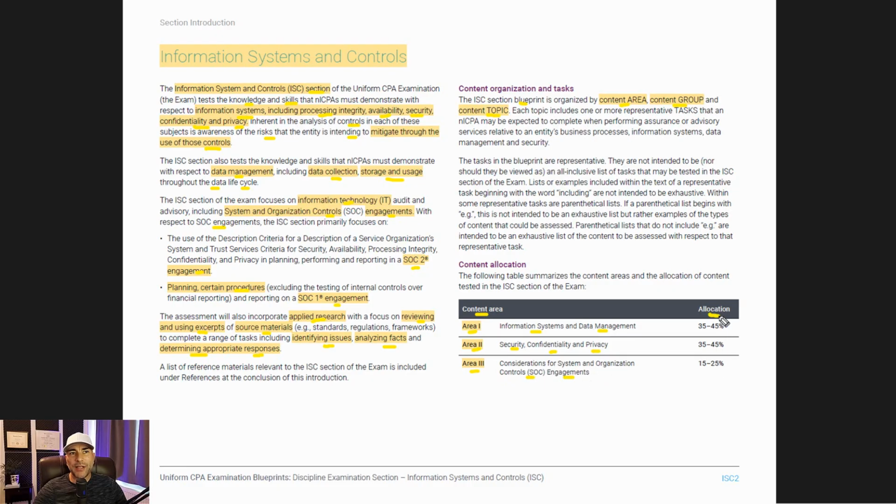And you can see here that there's a different allocation percentage for each of these three different areas, with Area 1 and Area 2 being 35 to 45% of the content that you will be seeing on the exam, and Area 3 with the SOC engagements is going to be 15 to 25% of the questions that you're going to be seeing on the exam.